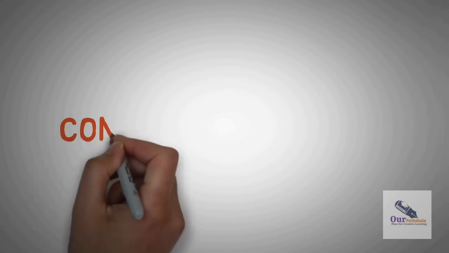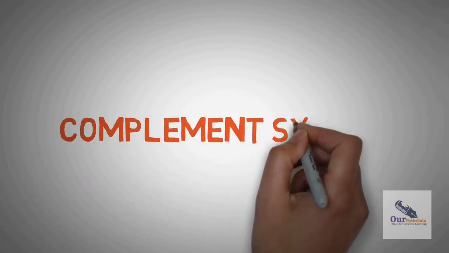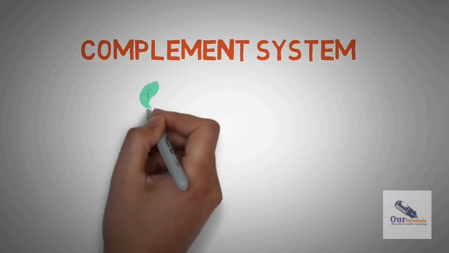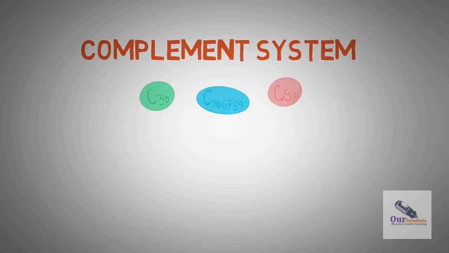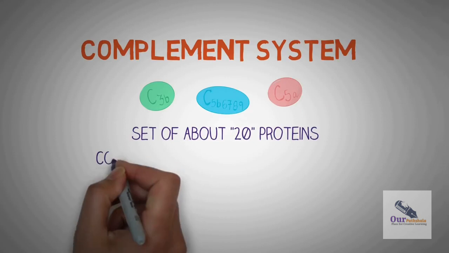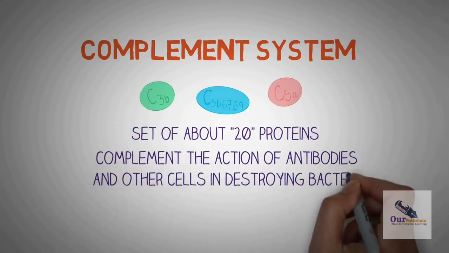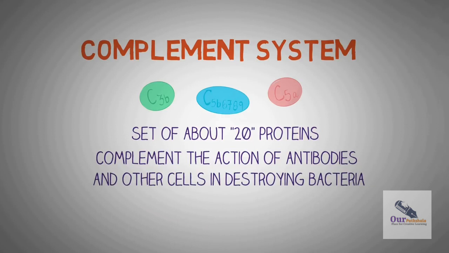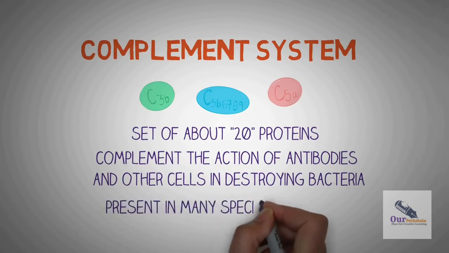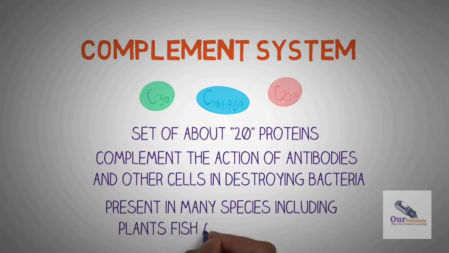Apart from the physical and chemical barriers and various types of cells, the innate immune system also has a special type of defense mechanism known as the complement system. The complement system is a set of about 20 proteins, and it is known as the complement system as it complements the action of the antibodies and other cells in destroying the pathogens. Meaning the complement system helps the antibodies and other immune cells to destroy the invading microbes. Many species have complement systems, including the non-mammals like plants, fishes, and some invertebrates too.